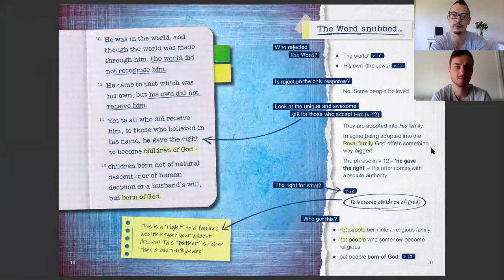So let's again read the left-hand side and then we'll look at the right together.